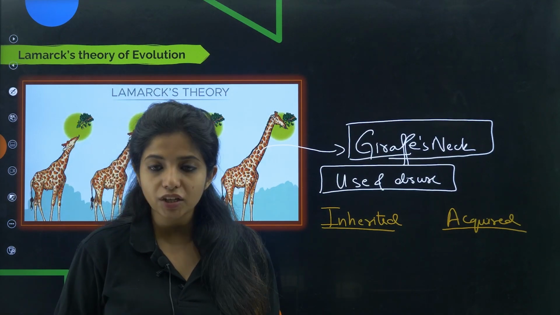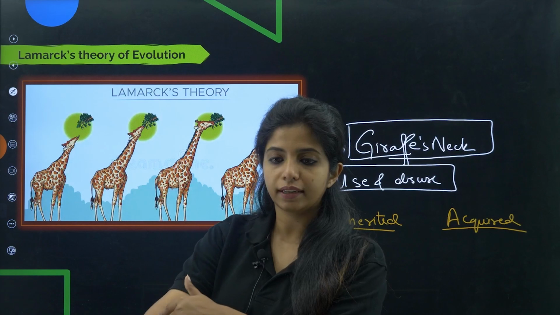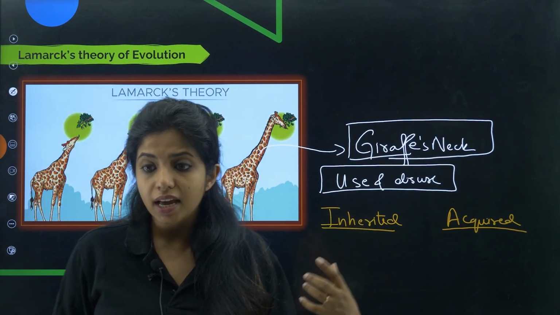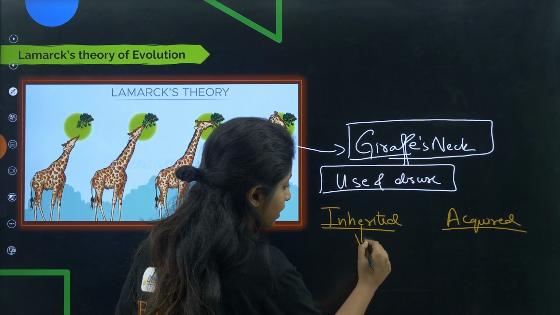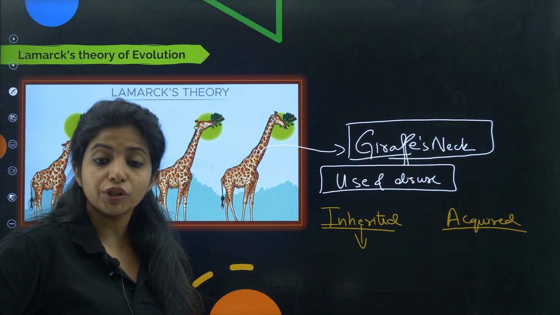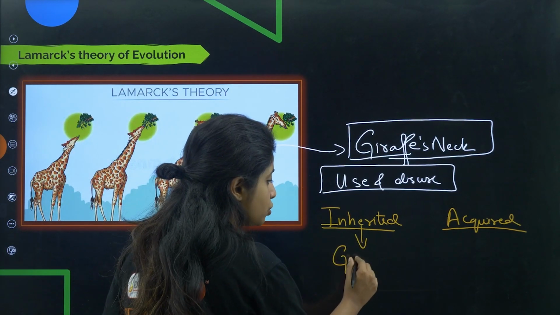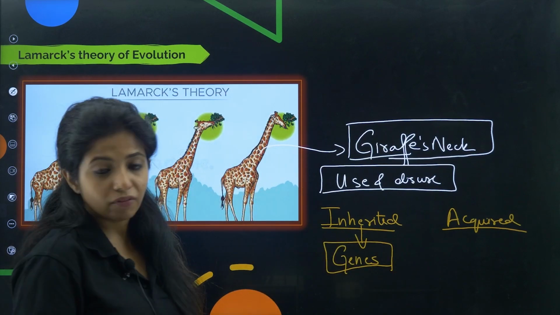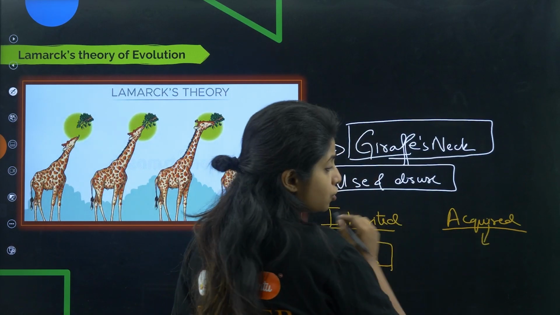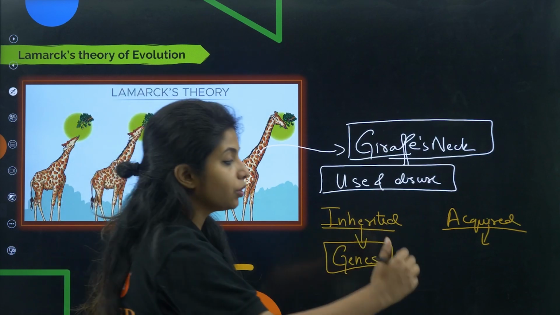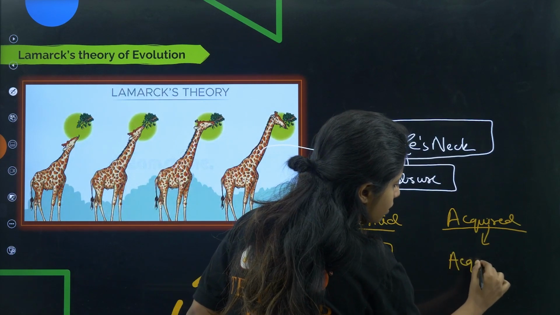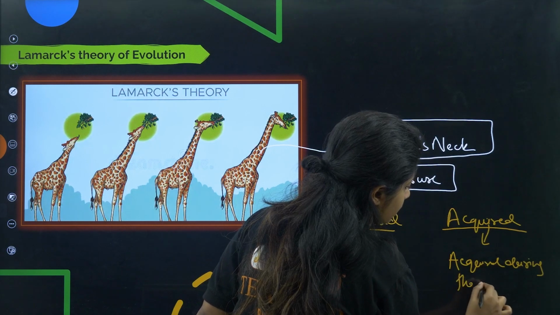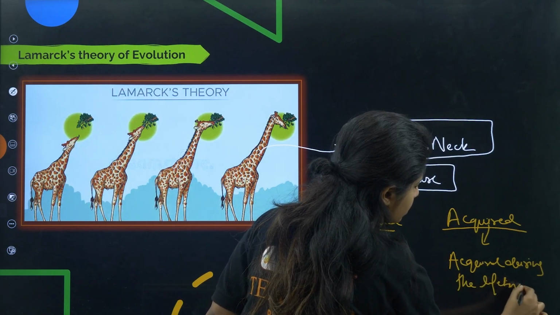Have you seen any child being born with the tattoo that the parent has on their hand? No, right? Obviously, it's not an inherited trait. Inherited traits get passed from one generation to another because they have something to do with the genes. These are changes in the genes that get accumulated and passed on. Whereas acquired traits have nothing to do with the genes. These are acquired during the lifetime.